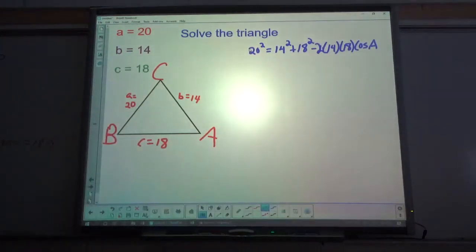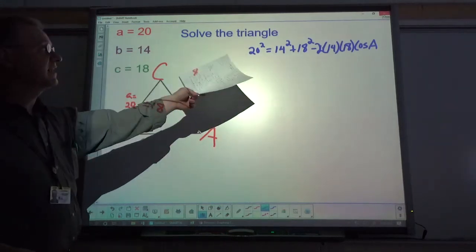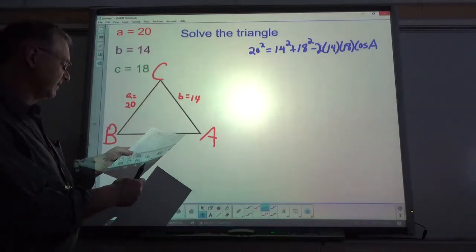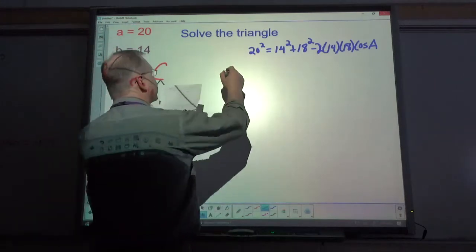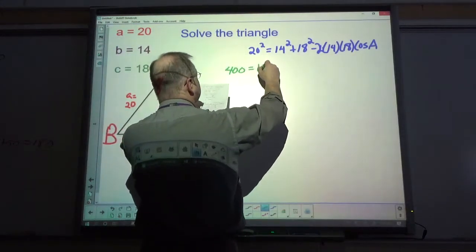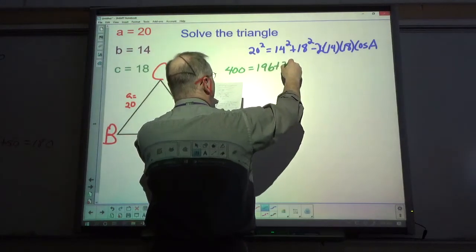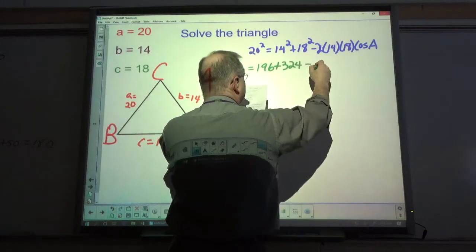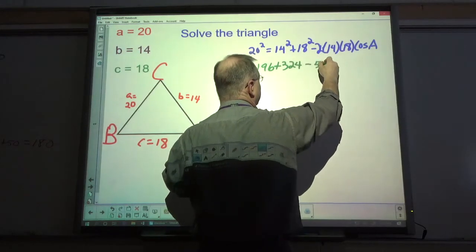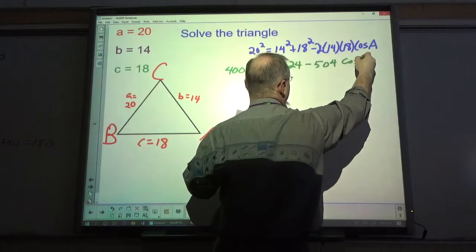Remember, one of the big things that's helpful here is that when you're working with these, you're going to be using the same numbers squared. So it's going to help you if you can keep track of those numbers. Like 400 equals 196 plus 324 minus, well, 2 times 14 times 18 is 504 cosine of angle A.